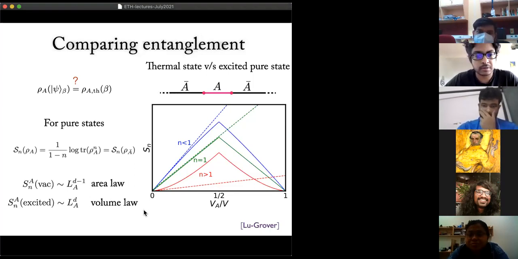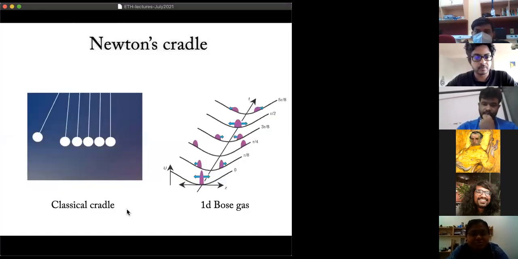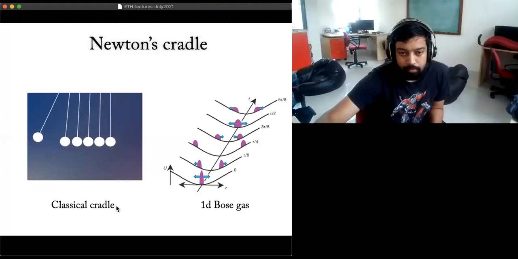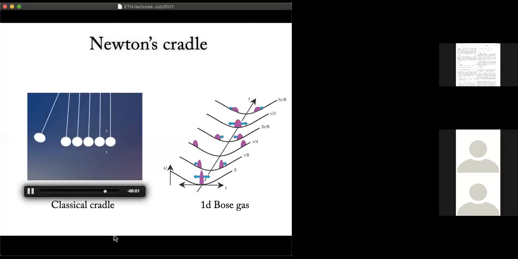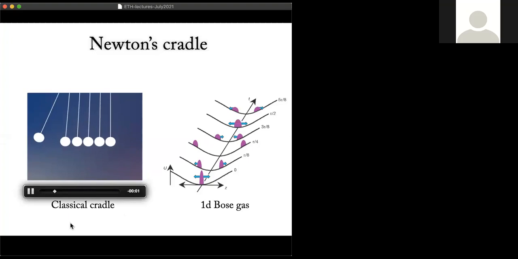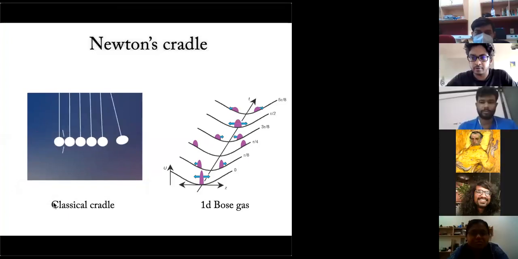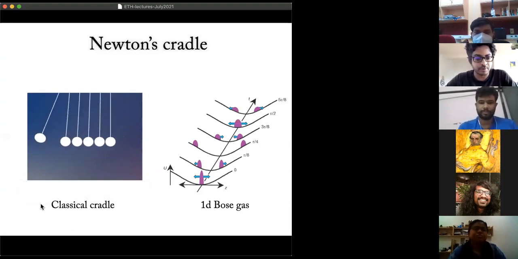So I can go to the last section for today, which is a discussion on integrable systems and how these ideas from ETH can be generalized to that context. One example of an integrable classical system is Newton's cradle. You have this set of pendulums, you let one of them go, and it hits the other ones and transfers the momentum, and it keeps going forever, just like this animation, because there is no friction or dissipation.